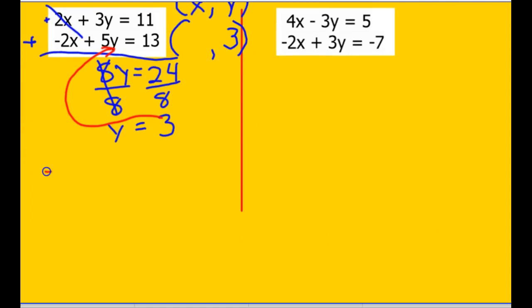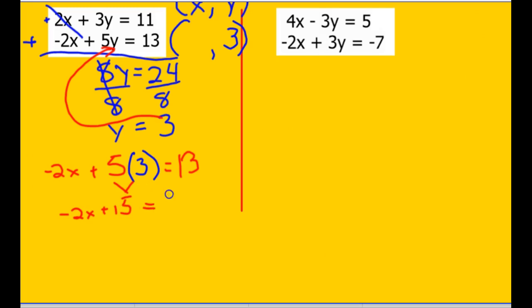So we get negative 2x plus 5. Now we plugged in 3 for y, so times 3 equals 13. So we have negative 2x plus 5 times 3 equals 13. Well, 5 times 3, that's 15. And we get negative 2x plus 15 equals 13. So now we have to solve for x. So we're going to subtract 15.